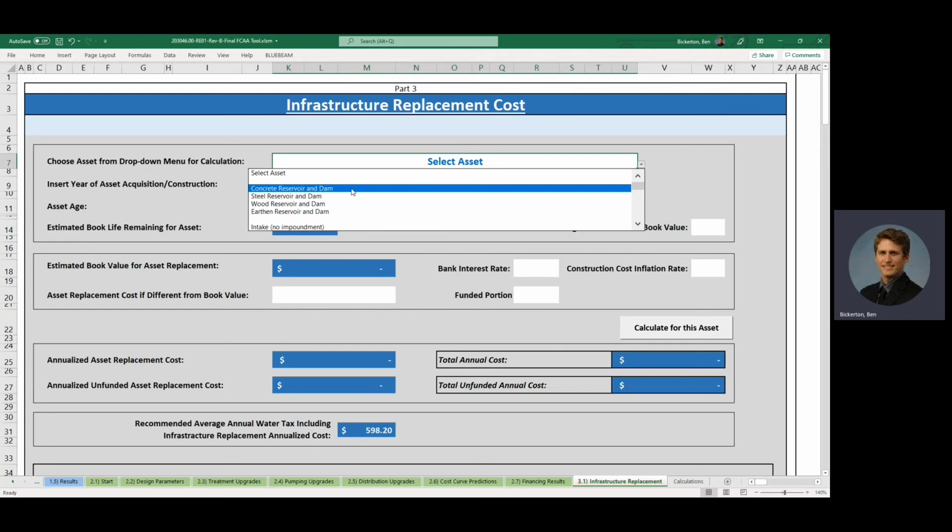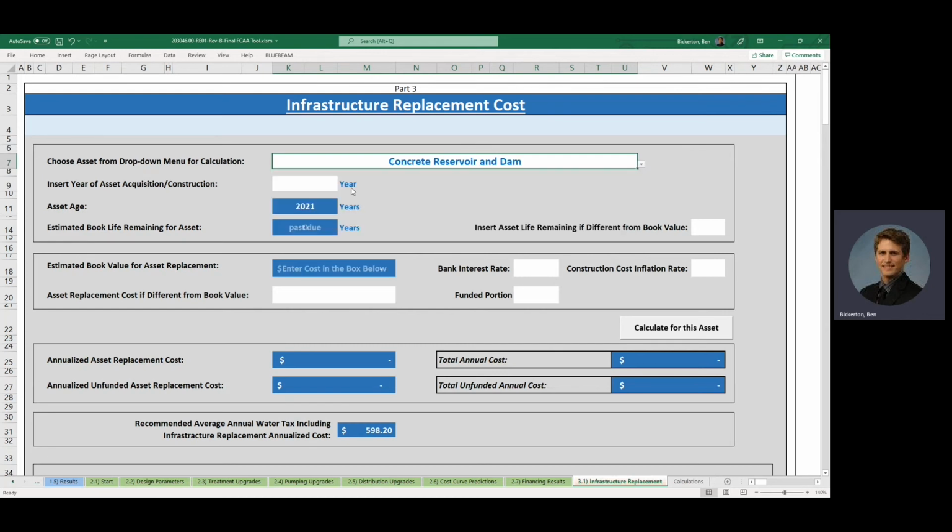So in this tool, we can click the drop-down menu here, select an asset that's existing for the system. In this case, we'll say a concrete dam. We add the year that it was built, so we'll say 1975. According to the book life, there should be 29 years remaining. If we don't agree with that, we can input a different life remaining.